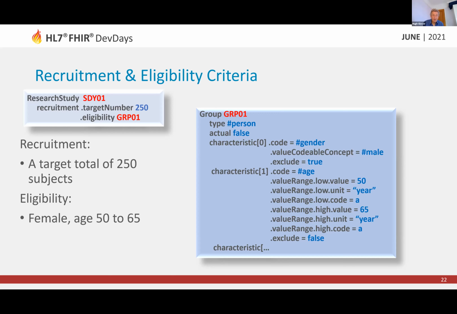I think it's one of those fine distinctions that you might want to make as to whether you do this as you exclude the males or you do the set exclude to false and make the codable concept female. I have a sneaking suspicion that there is a little twist in there that we haven't quite worked through yet. But at the moment, it seems to me that you can do that either way around. For age, you can use the value range. You set your unit to year, which is a code of A. You set the value, the low value is 50, the high value is 65. And you set exclude to be false, so you're going to include everybody that's between 50 and 65. Hence, we have our recruitment and eligibility criteria here, which are 250 subjects, females 50 to 65.